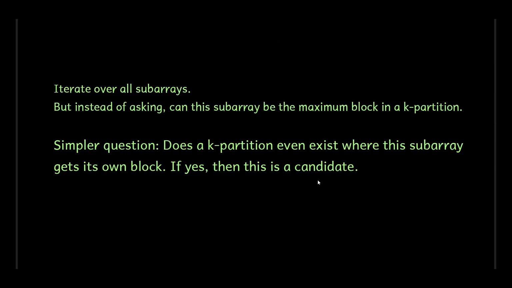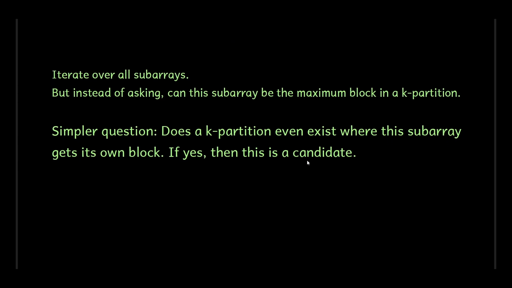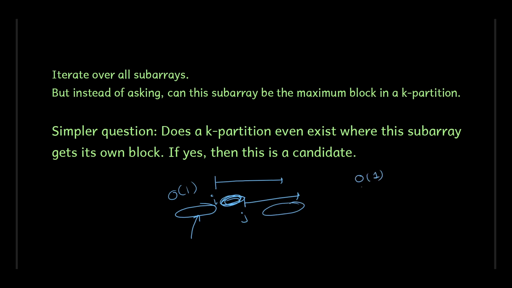There are O(n^2) candidates. So this means that all you have to do is iterate over all the subarrays from i to j, right? Suppose this is j. You ask the feasibility question, and you know that the feasibility check you can do in O(1). Why? Because you know the number of elements on the left hand side, which is p, and the number of elements on the right hand side. So the feasibility check can be done in O(1), and you have to compute the sum of this subarray.